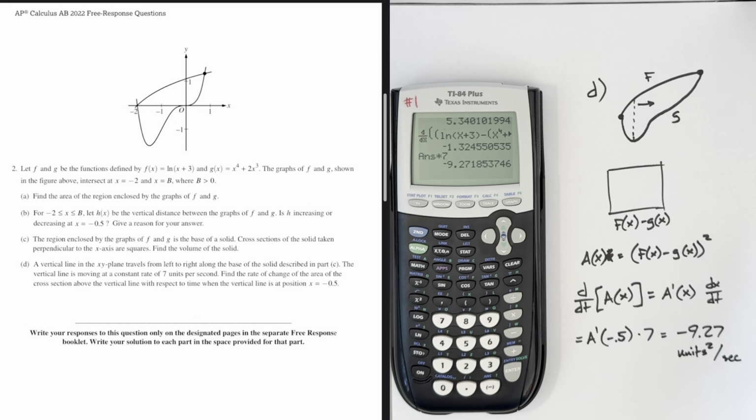But once we realize that it's A prime of x times dx dt, plugging in these values is honestly not too bad, leading us to our final answer.